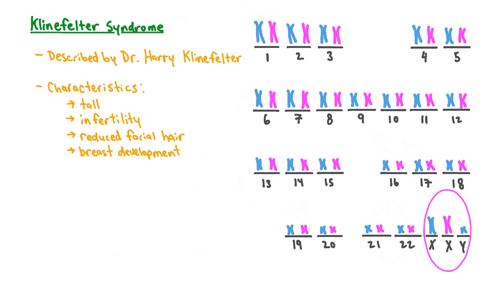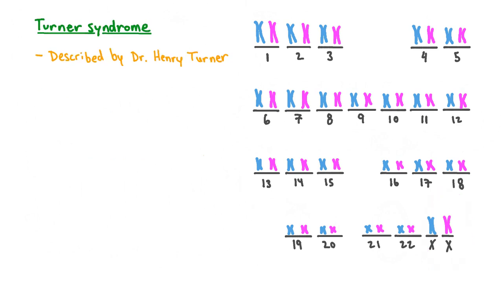Even though there's an extra X chromosome in these individuals, they still have the Y chromosome as well, which allows them to develop male reproductive organs normally. Because the traits of this syndrome can be mild, many males with Klinefelter syndrome are never diagnosed and have a high quality of life.